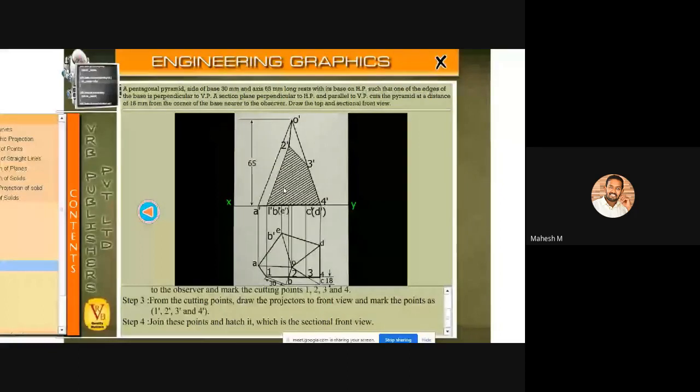So it is similar to the hexagonal pyramid. Only the sectional plane condition is different. Okay, next one is triangular pyramid. It is a simple thing. You'll be having only 3 triangular faces and 3 triangular edges.